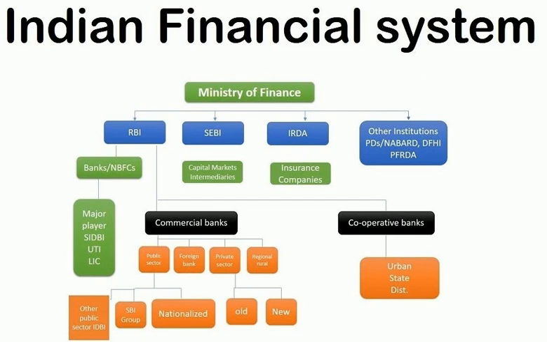Now, I explain the new concept. New point is organizational structure of Indian financial system. First is financial intermediaries. Second is financial markets. Third is financial instruments. In financial intermediaries, there are banks, non-banking companies, mutual funds, and insurance companies.